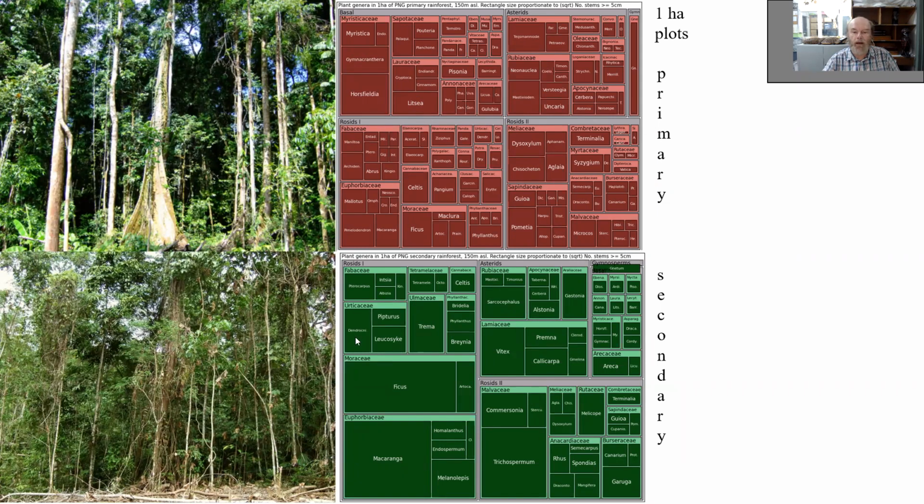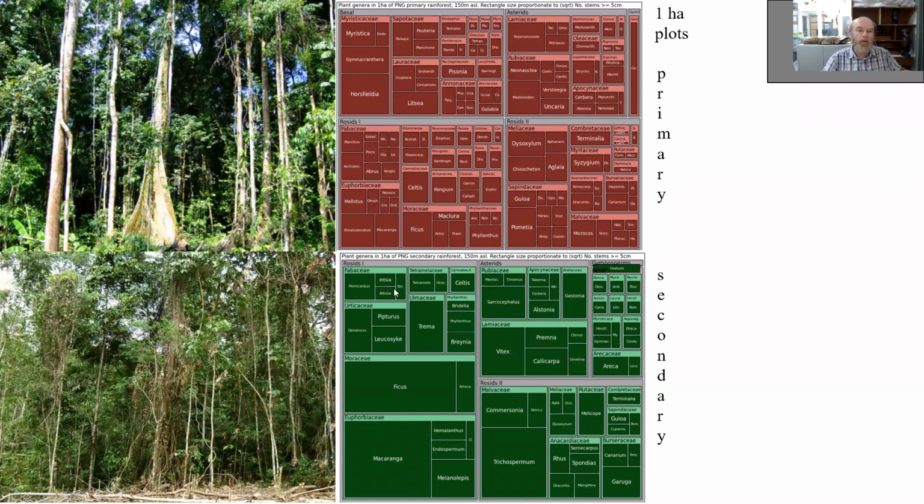This is the same done for the secondary forest, which is, you know, not an initial stage. It's a very solid forest, 25 meters high. You can see it here. But first, you already see there are fewer genera and also species, and also that some of the genera are quite dominant. Macaranga here, Ficus here, Trichospermum. That doesn't happen in primary forest.